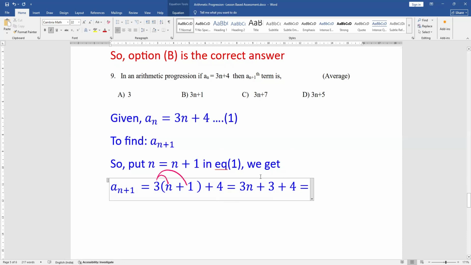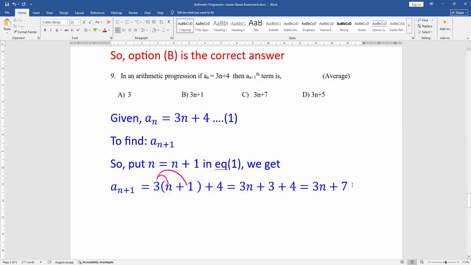So 3n is a separate thing. This is a separate item because it is mixed with the variable. So I will write it separately. And these are pure numbers. Okay, so just add these two numbers. So 3n plus 7.